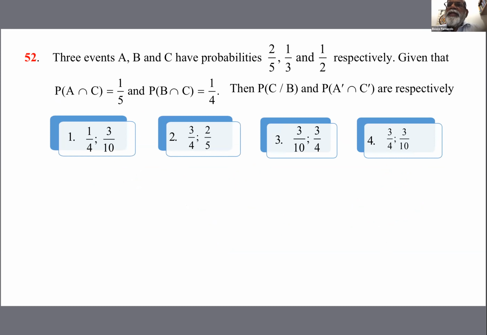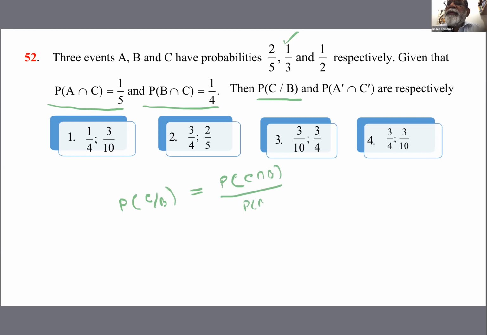Next problem, probability problem. Probability of A, probability of B, probability of C are given. Probability of A intersection C is given, probability of B intersection C. What is the conditional probability of C given B? What is the formula? Probability of C intersection B divided by probability of B.